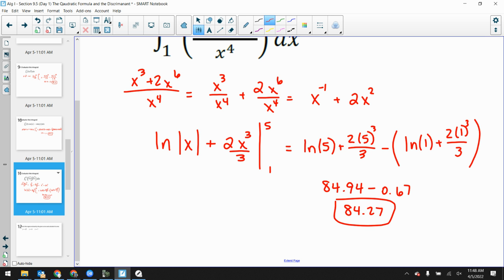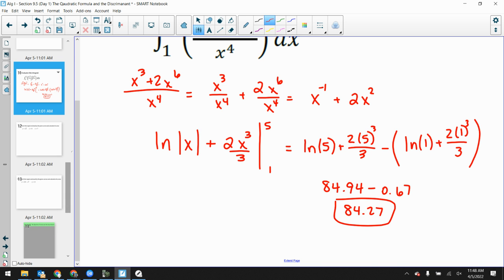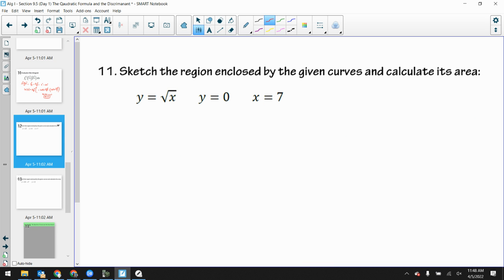Questions about that? A couple more to go. The 11 and 12 are very similar. Sketch the graph and then evaluate given the area. So honestly, I'm kind of asking you to do the exact same thing as we have been doing on the last couple problems. But now I want you to use the graph to confirm your answer. Here's what I mean by that.